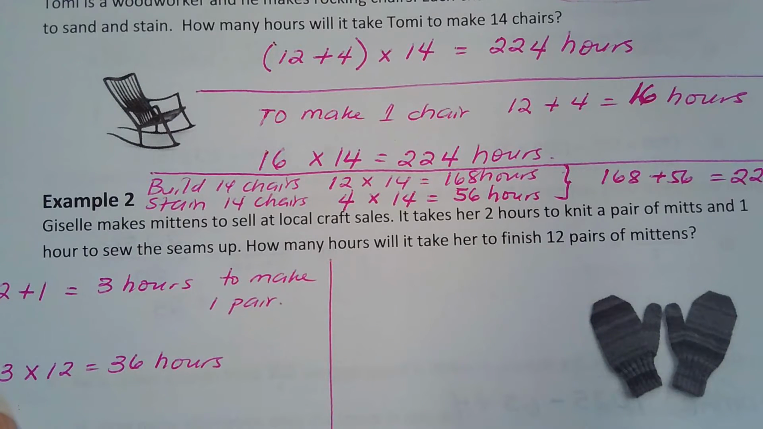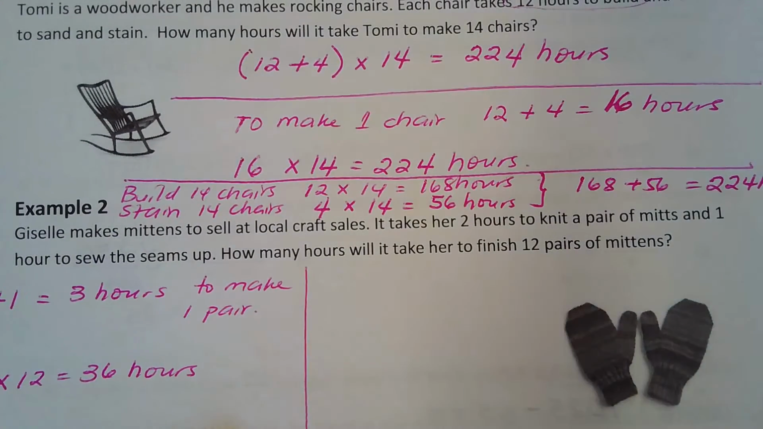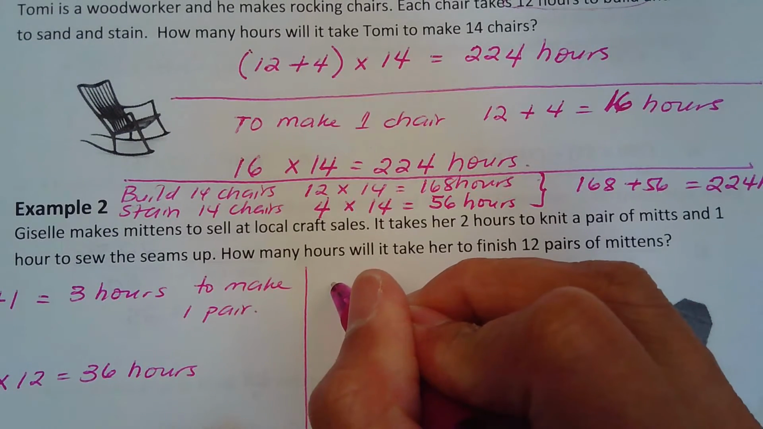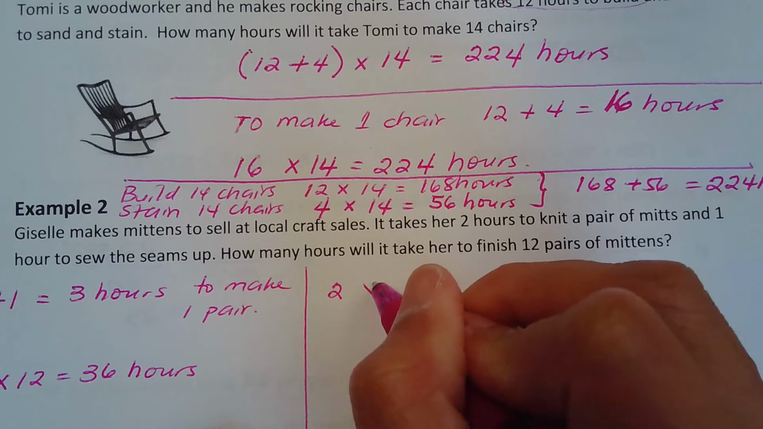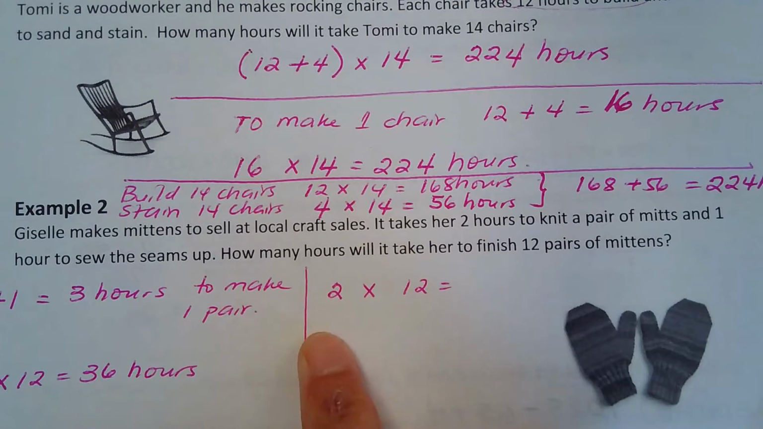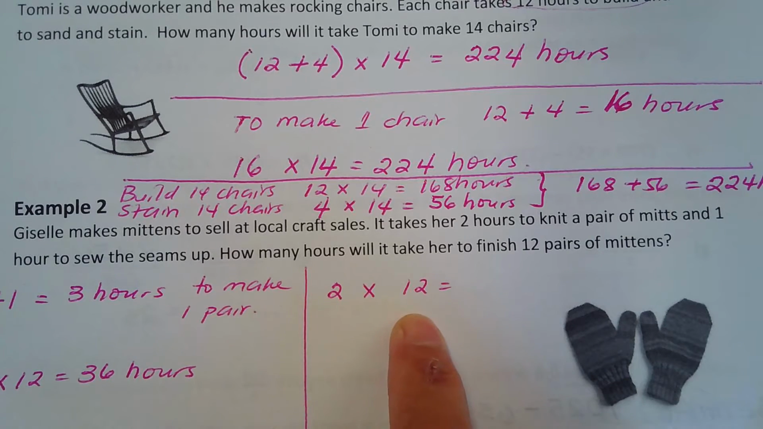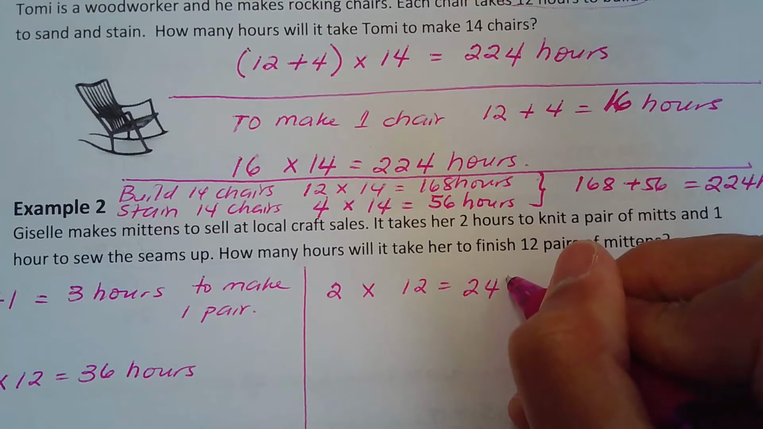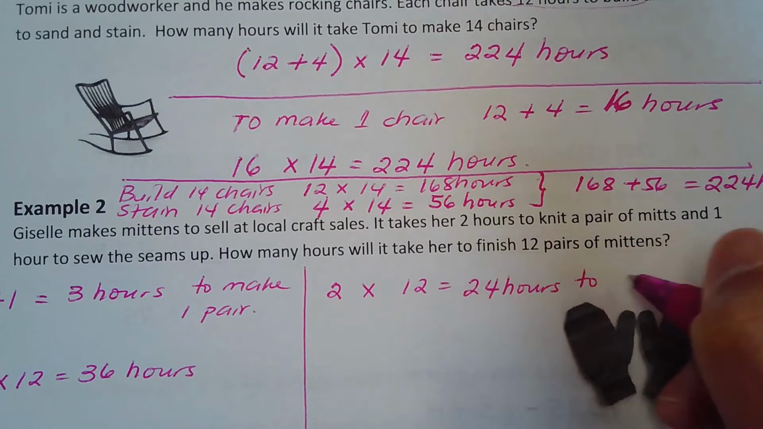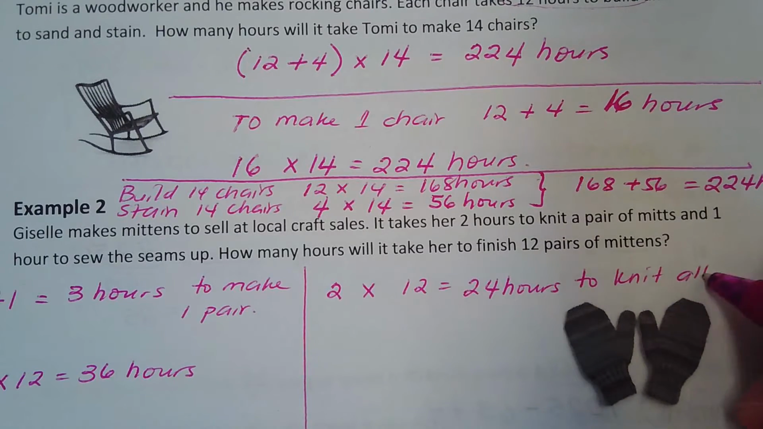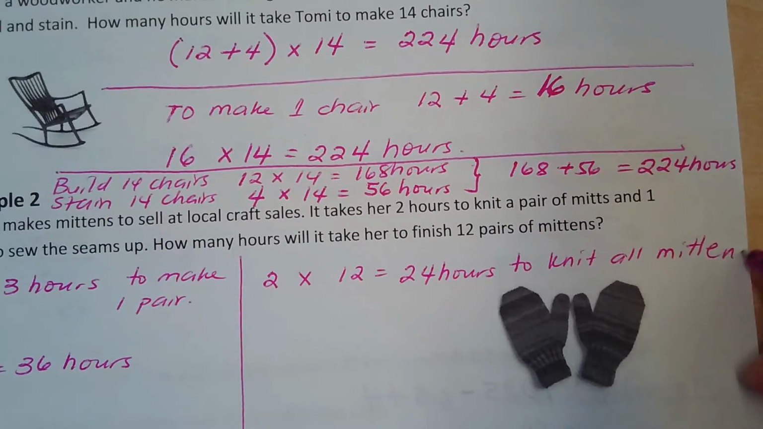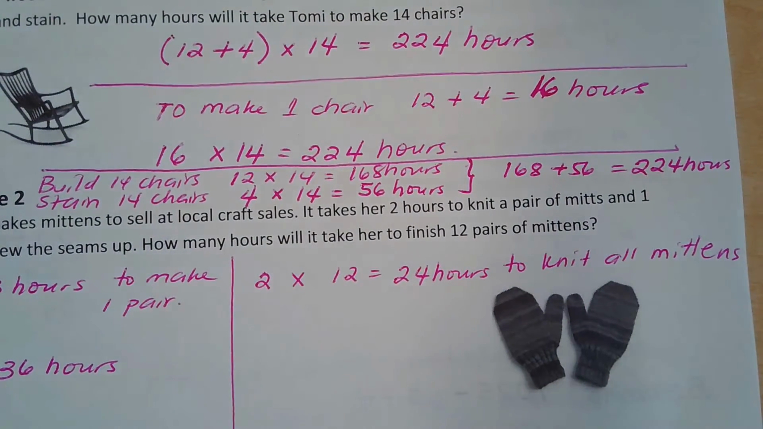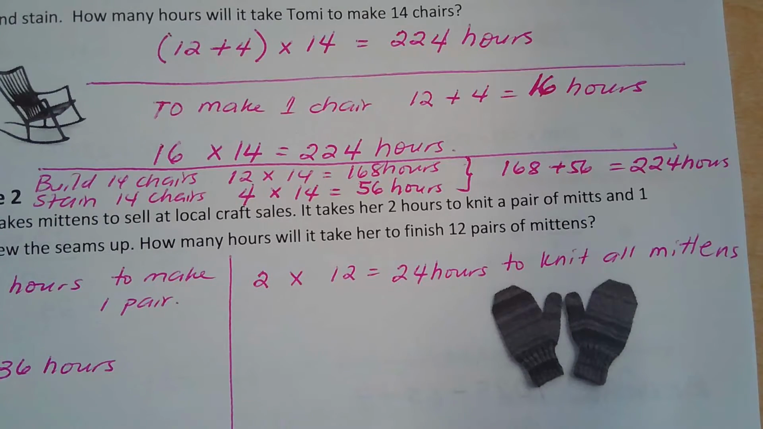What's the other possibility? The other possibility would be 2 times 12. So she's going to knit all 12 of them first. So that's going to give us the 24 hours to knit all mittens. To knit all mittens, it's going to take 24 hours.